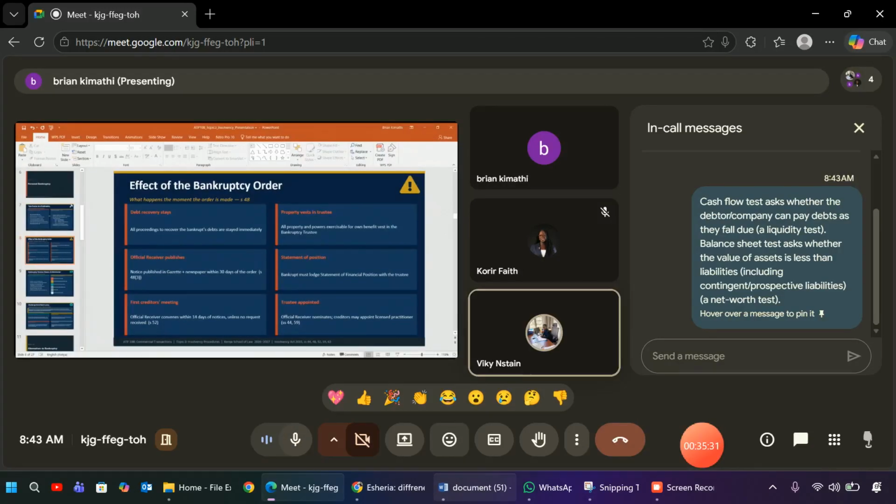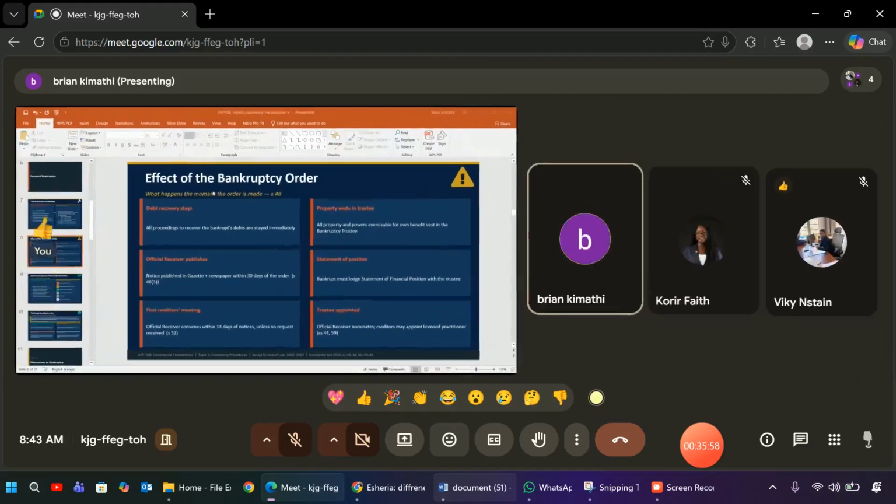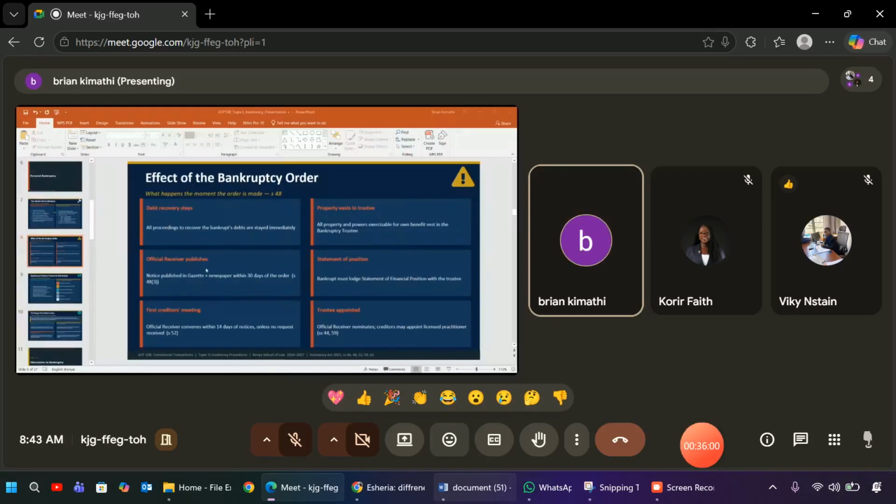Not a hand up. Yes. We posted the difference between cash flow test and balance sheet test in the chat box. That cash flow test asks whether the debtor or company can pay debts as they fall due, a liquidity test, while balance sheet test asks whether the value of assets is less than the liabilities, including contingent prospective liabilities, or in short, this is what we call a net worth test. Yeah. Thank you very much, Victor, for that.